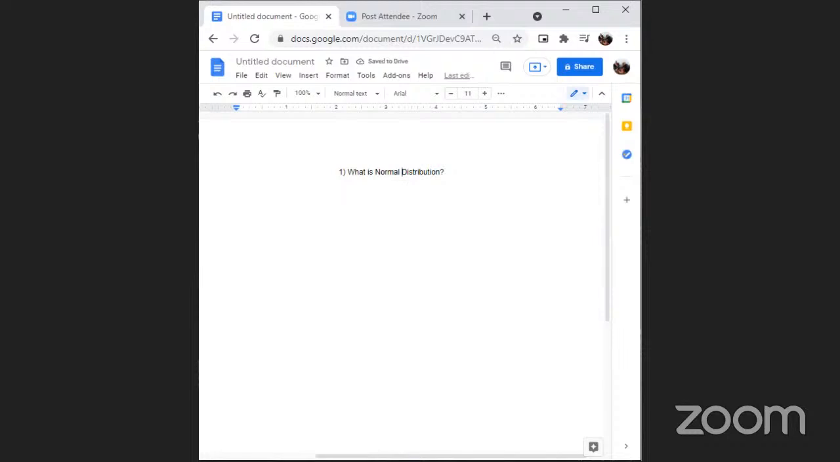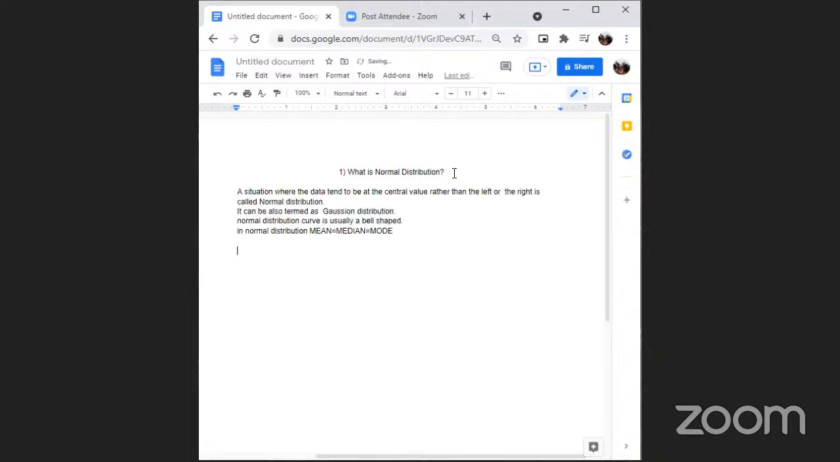Yeah, so the normal distribution curve is usually bell shaped, right? And in normal distribution, the mean, the median and the mode lie in the middle. So the mean is equal to median is equal to mode. So let me show you the answer so that you can take a screen grab for the answer.